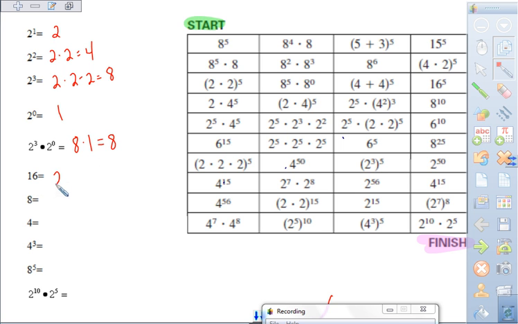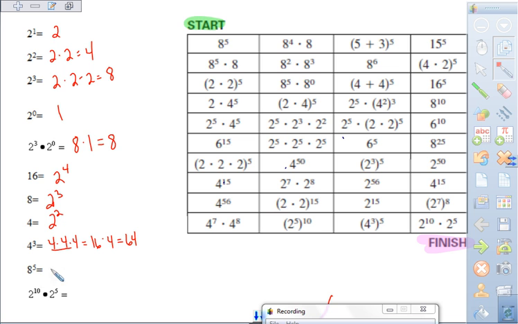16 is 2 to the 4th. 8 is 2 to the 3rd. 4 is 2 squared. 4 cubed would be 4 times 4, which is 16 times 4, which is 64.